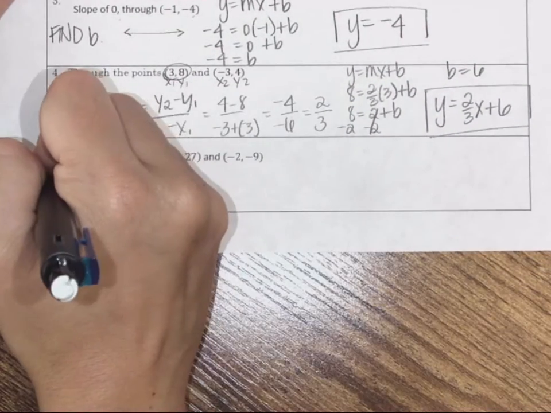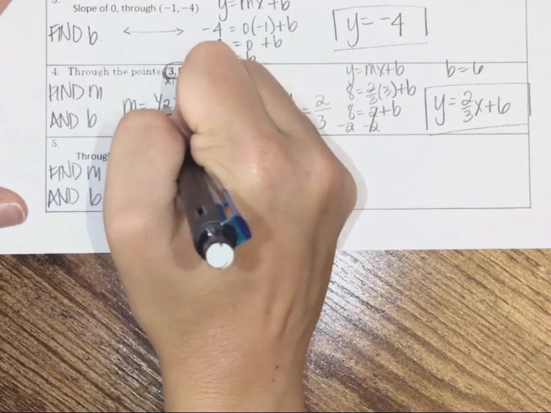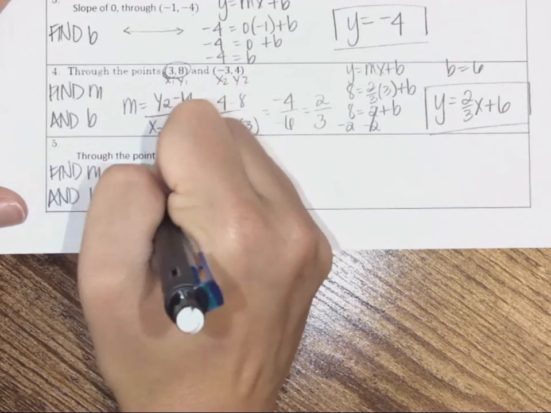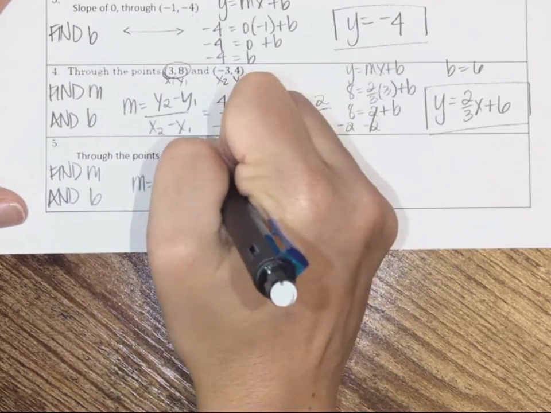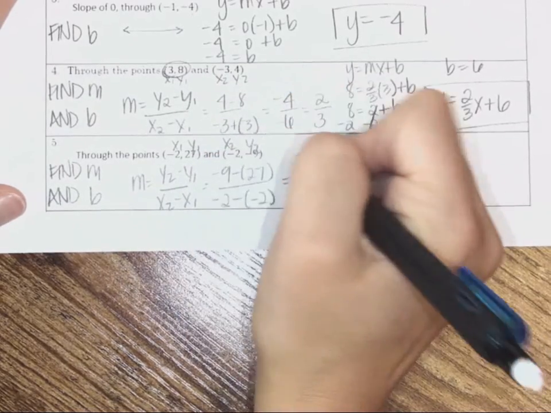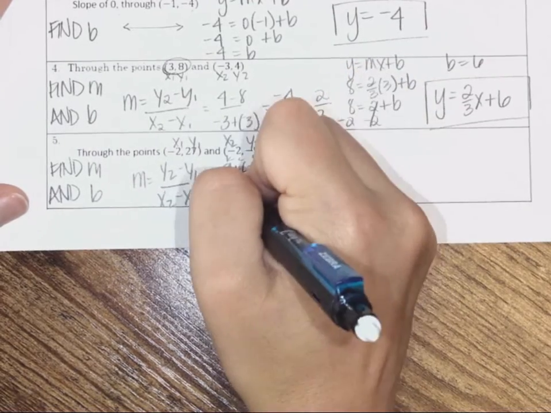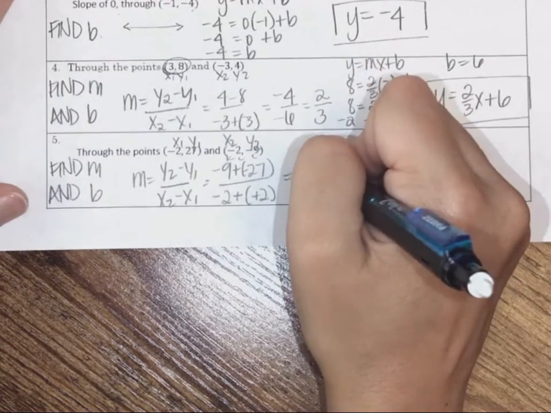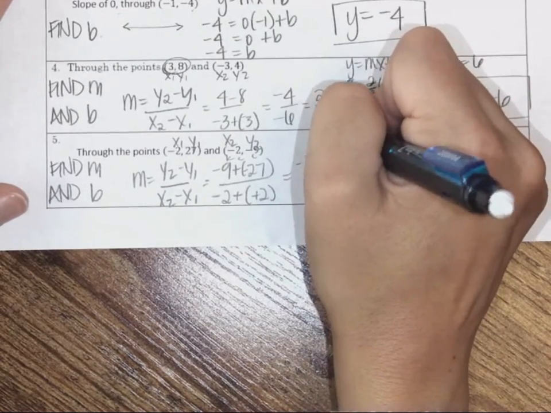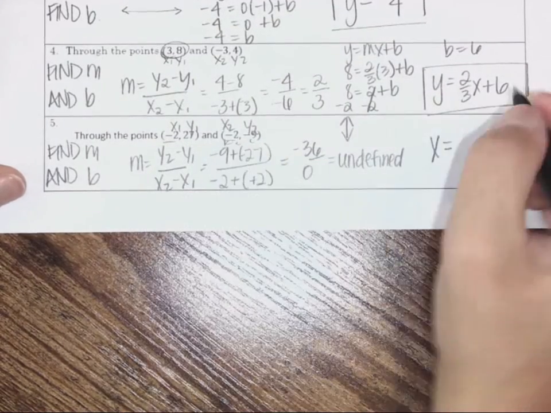Last one, we have 2 ordered pairs, so that means that we need to find m and b. So we'll label them x1, y1, x2, y2, plug it into our formula. We get negative 9 minus 27 over negative 2 minus negative 2. That would give us, we could keep, change, negative 36 over 0. If 0 is in your denominator, that means the slope is undefined, which means that it is a vertical line. So our equation is x equals whatever the x value is.